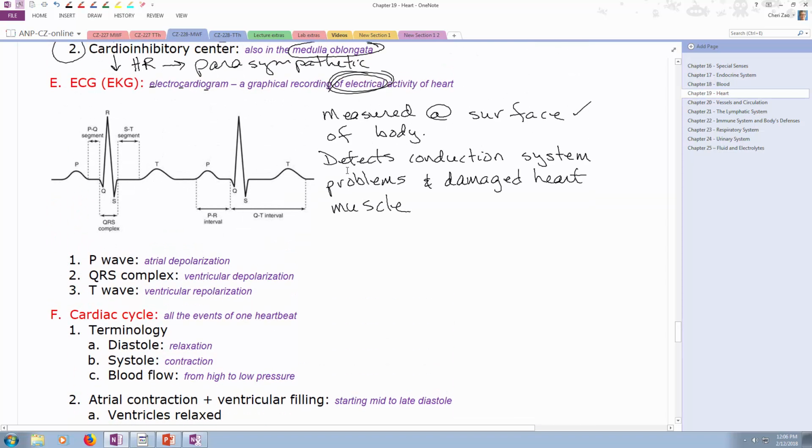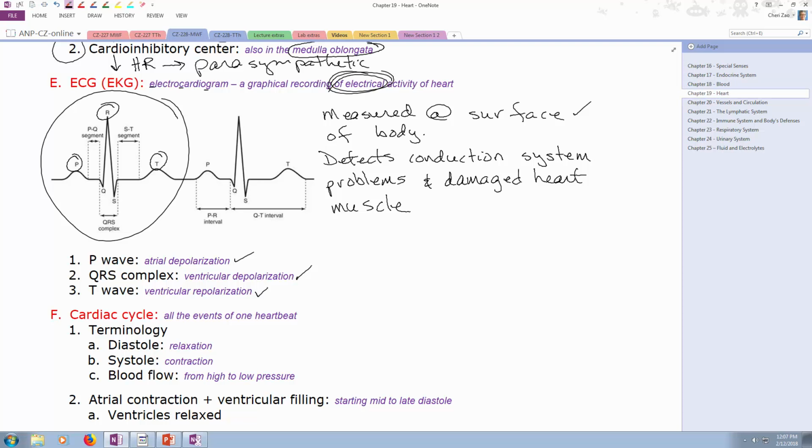The ECG recording will show you a P wave, an R wave, and a T wave. Those are the names that we give the waves. The P wave is atrial depolarization. The R wave, which is often referred to as the QRS complex, is ventricular depolarization. And then our T wave is ventricular repolarization. So if you hear someone say R wave, realize they are referring to the QRS complex.